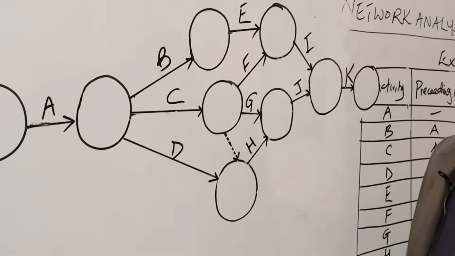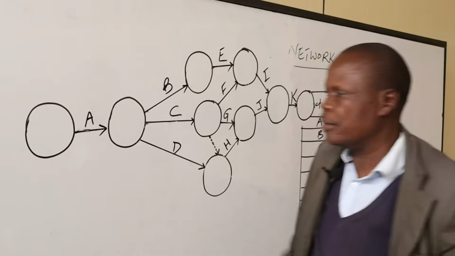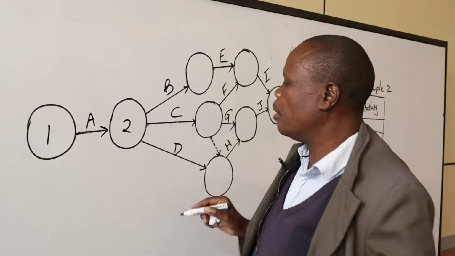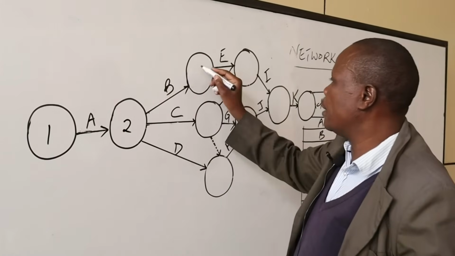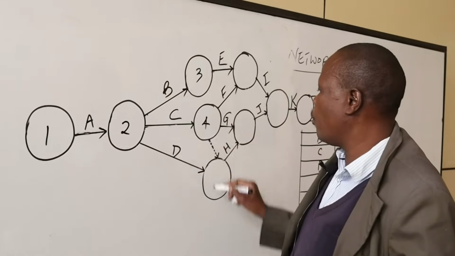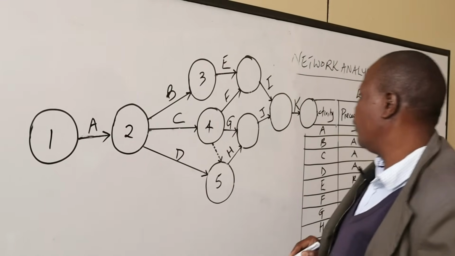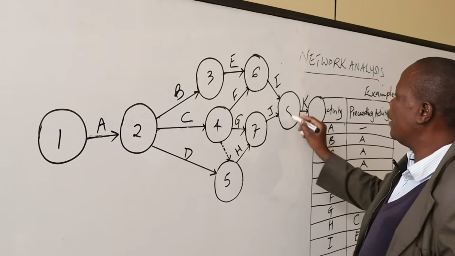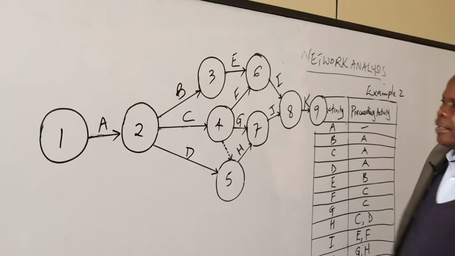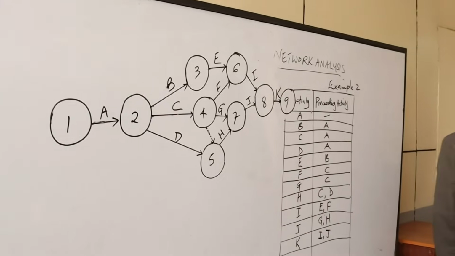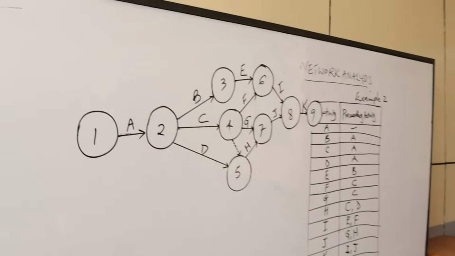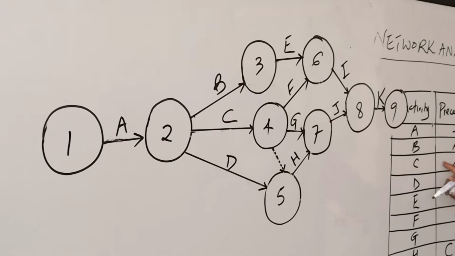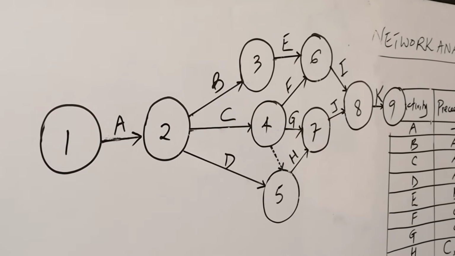And therefore, we number the events. Events are numbered from left to right: 1, 2, let us say this is 3, 4, 5, then 6, 7, 8, 9. That is the solution. So this question, this is the network diagram.